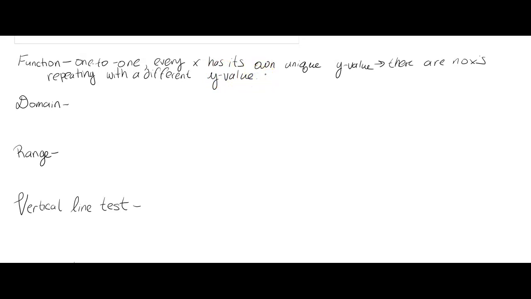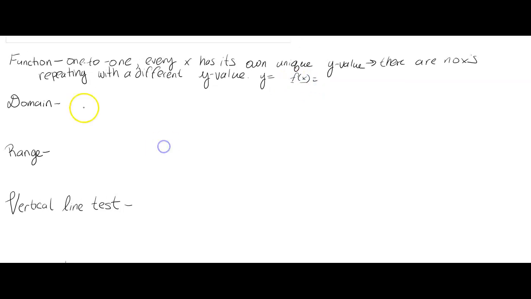Functions can start off two different ways. They can start off as a y equals, or more commonly nowadays, f of x equals, just meaning a function of x is all that means. Alright, the domain is just the set of all of your x's. Range, likewise, is the set of all my y's.